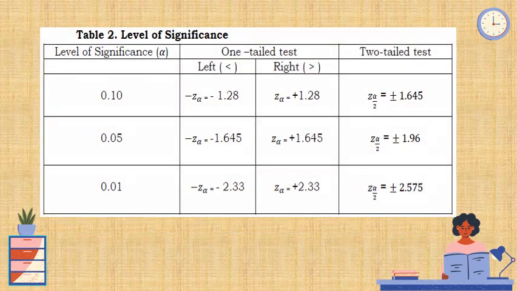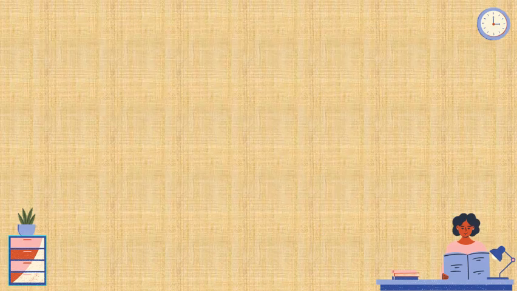Okay, next, table 2, the level of significance. So this was also given to you in our previous lesson. So we have the three commonly used levels of significance, the 0.10, 0.05, and 0.01. So these are their corresponding z values kapag siya ay left-tailed, right-tailed, o kaya siya ay two-tailed.